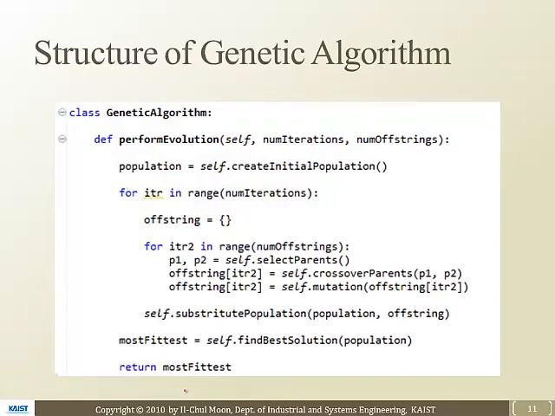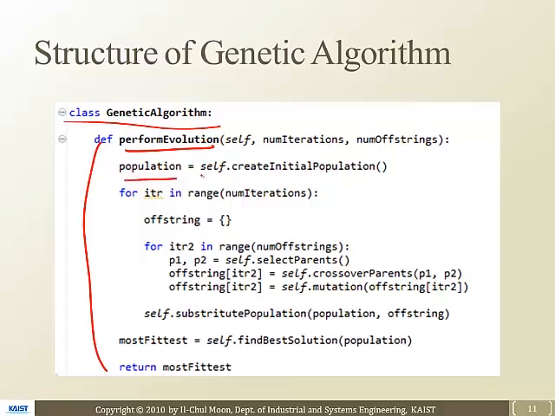So the structure of the genetic algorithm looks like this. This is kind of pseudocode, and you just want to watch the basic structure of this genetic algorithm. For example, if we have a class of genetic algorithm, there should be a certain method performing evolution. So we want to evolve our population from the initial set to another population having optimal solutions, right? So we want to perform evolutions.